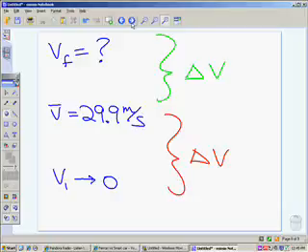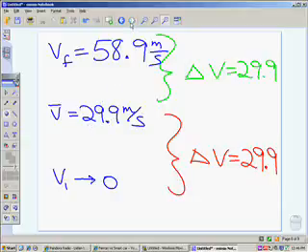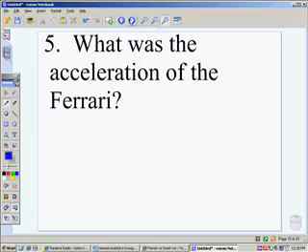It just keeps on getting faster and faster. And so if the first half had a change of 29.9, the second half is going to have a change of 29.9. So what number is 29.9 bigger than 29.9? And the answer is 59.8.